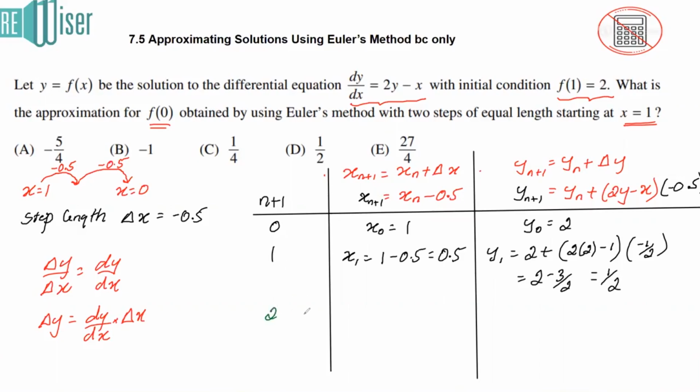And this is the second step and the last step we need to do, so n+1 is 2. That means x2 is equal to x1, which is 0.5, minus 0.5, so that means it's 0. So when x2 is 0, we need to figure out what is y2. So y2 is nothing but the previous value, which is half, plus 2 times the y value, which is half, then minus x, which is also half, multiplied by minus half.